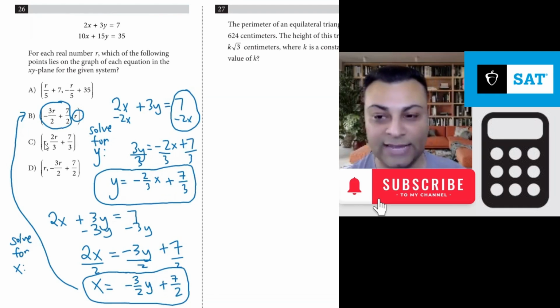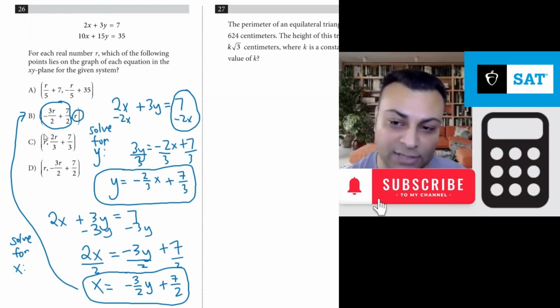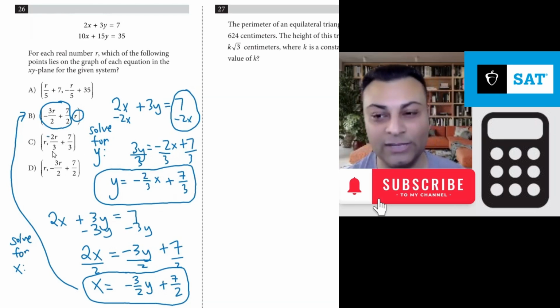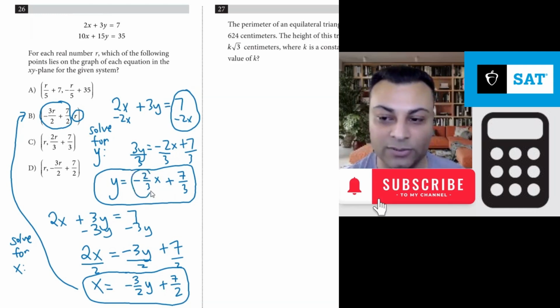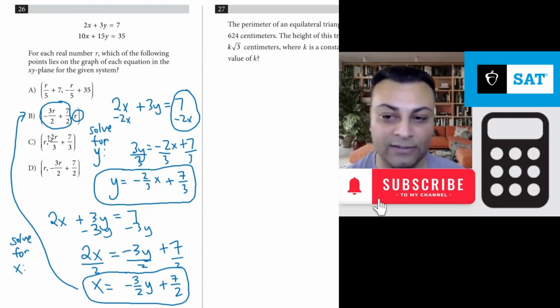Let's look at this one. If x were some number, what's y in terms of that? This is very close. We would like negative 2/3. If this had a negative sign, then this would be the answer, actually. C would be correct. But the way it's written, because it's positive 2/3 r, and we have a negative 2/3, it's very close, but it's not correct. The 7/3 matches correctly. Everything matches except this doesn't have a negative sign there, so this is wrong.